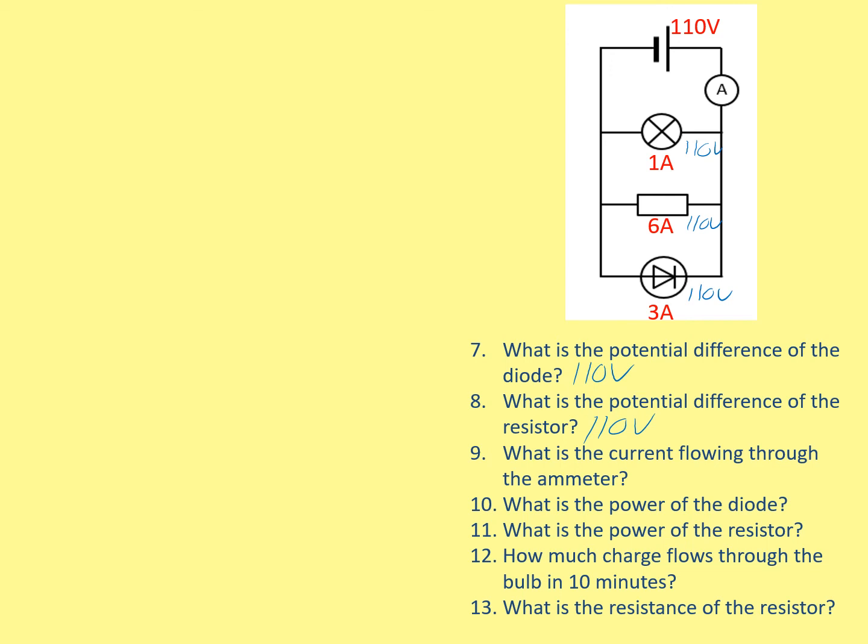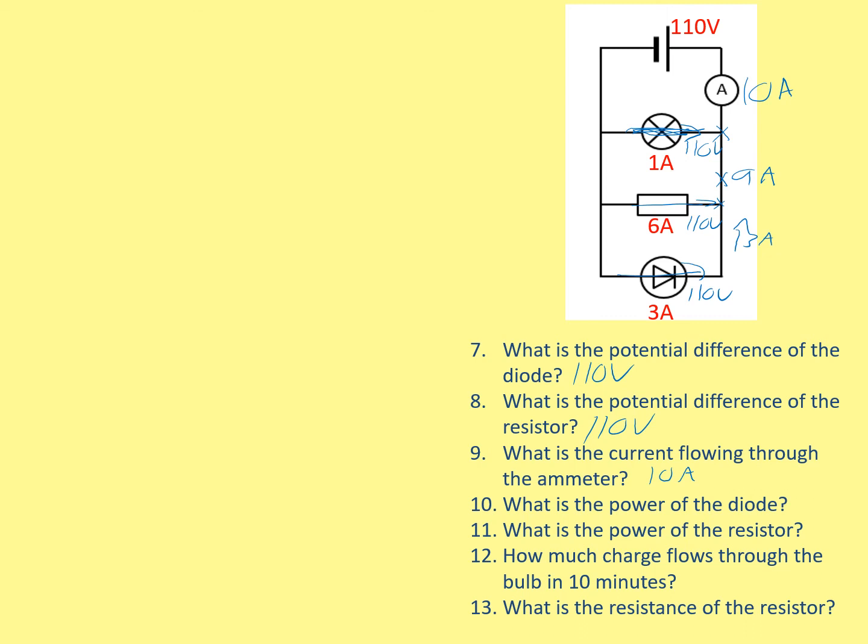The current flowing through the ammeter. Well, I know that there's 1 amp flowing up here. There's 6 flowing here, and there's 3 flowing through here. So that 3 that flows up here hits a junction, adds with a 6, and makes 9 amps here. And then the 9 and the 1 add up at this junction, and that makes 10 amps going through here. So the answer is 10 amps. Remember, for current, the current flowing into a junction is the same as the current flowing out of a junction.